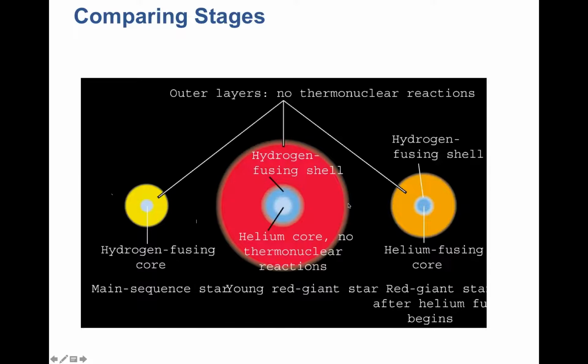Once the helium flash happens, you are now burning helium in the core of your star. There is still a hydrogen burning shell surrounding that, but it is much smaller. It has been pushed out further now, and it's not generating as much energy. And the outer part of the star is going to come back and become a little bit smaller. This is a red giant after helium fusion begins. So these are what those three stages kind of look like.